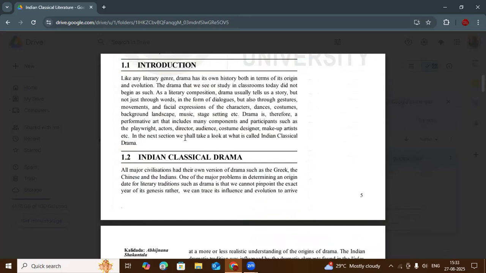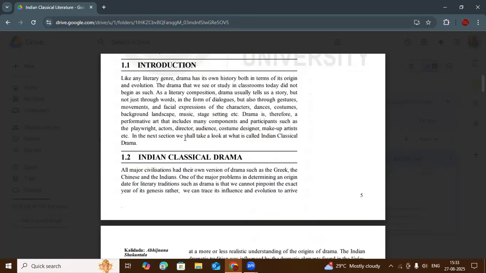Just an introduction. Like any literary genre, we use the word genre, it's spelled g-e-n-r-e. So you know what is genre? Genre means a category or type of art, literature, music, or film that shares certain common features. So it is a category. In literature, you can say poetry is a genre, drama is a genre, novel, short story, or in movies, you can say comedy, romance, all that. You understood, right? It's just about type or category.